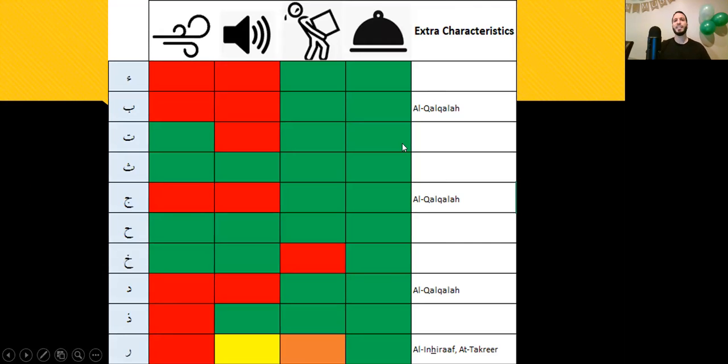So this matrix is good to come back to and to verify these things. Here I have a couple of things to let you know. The ra, for example, I have an orange box in front of the sound, because we said ra is mainly heavy, right? But sometimes it's light, like when it's ri, when it comes with a kasra. So that's why it's not red. It's not all the time heavy, but it's mainly heavy.